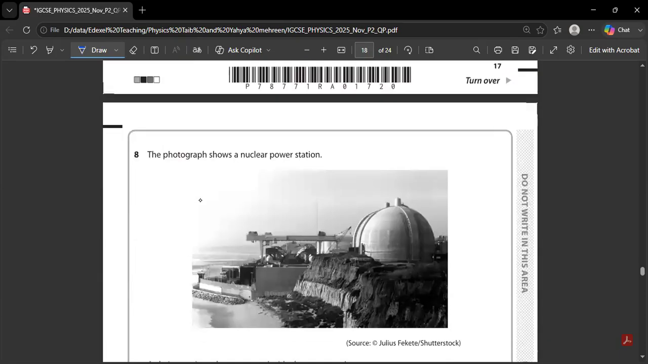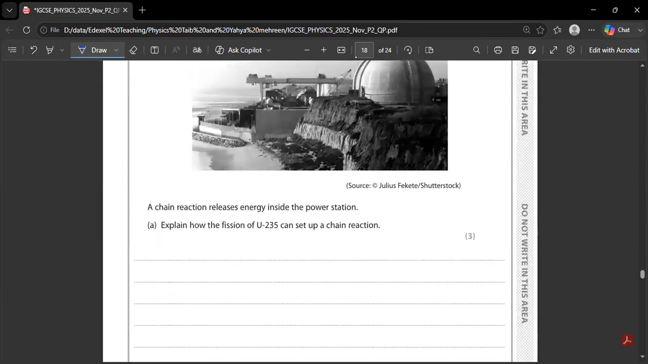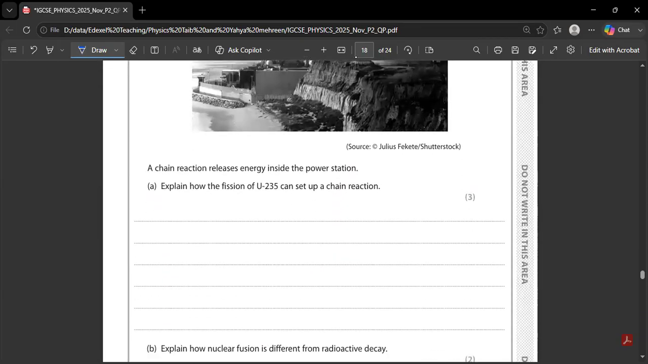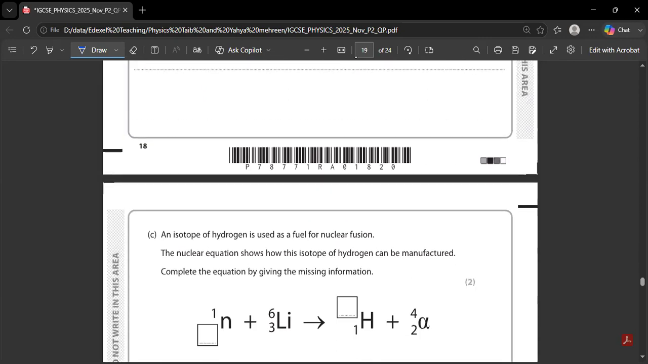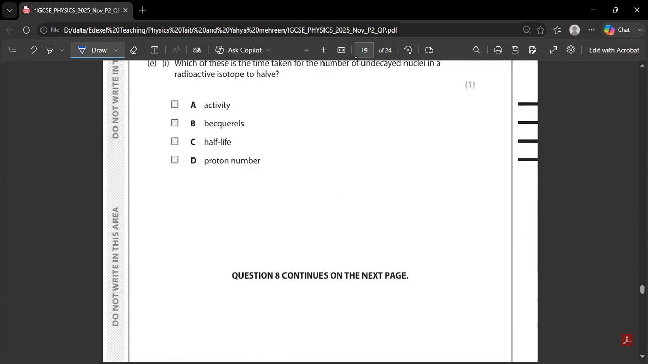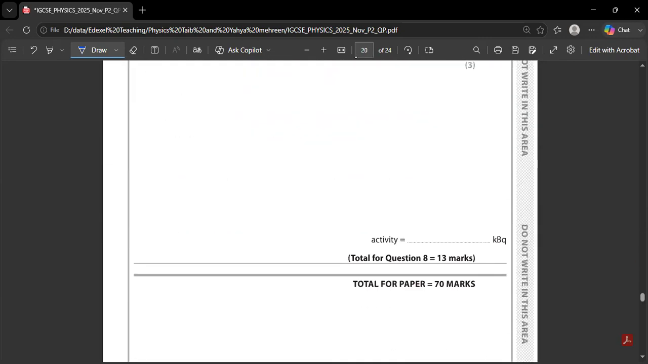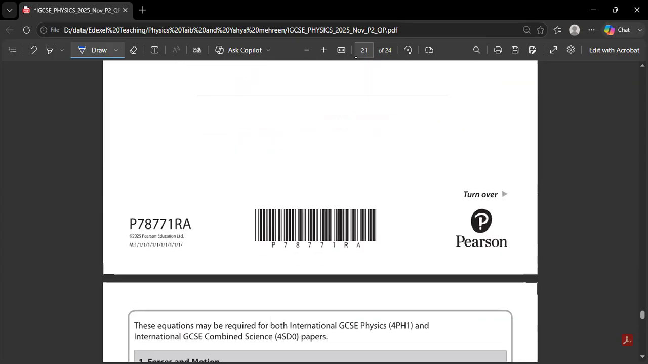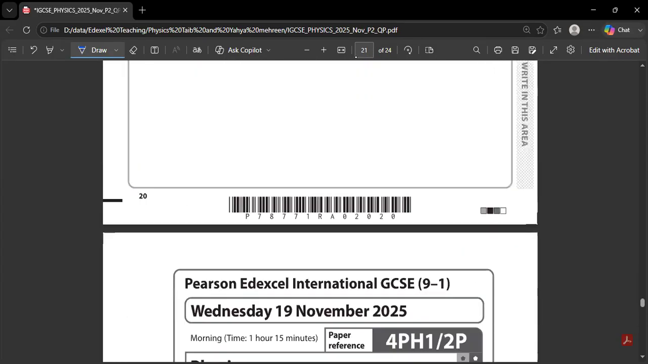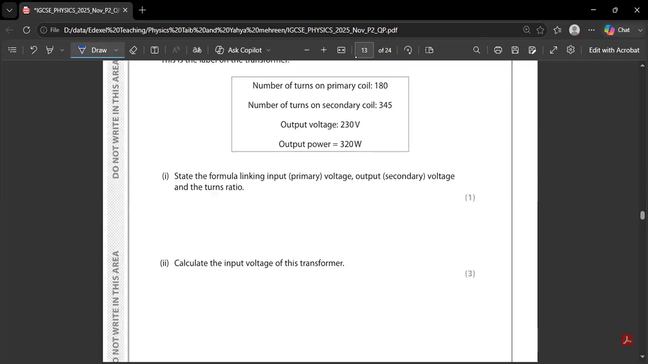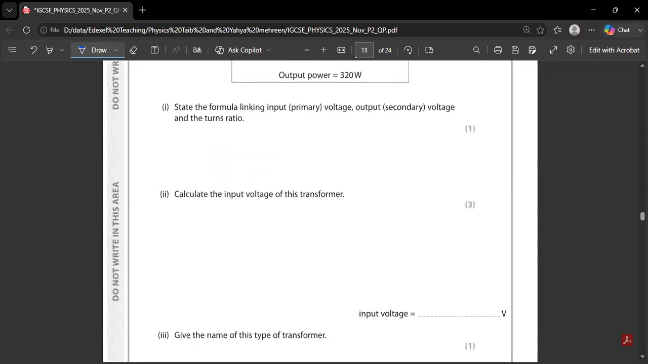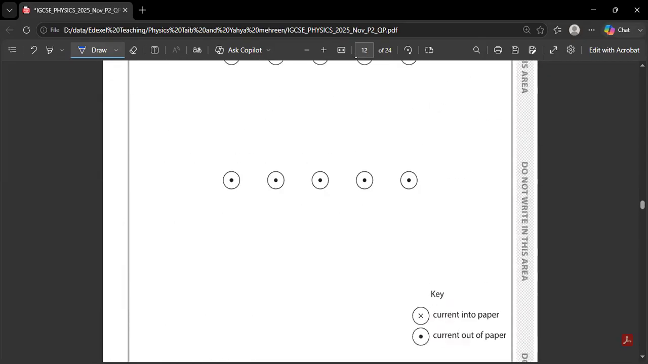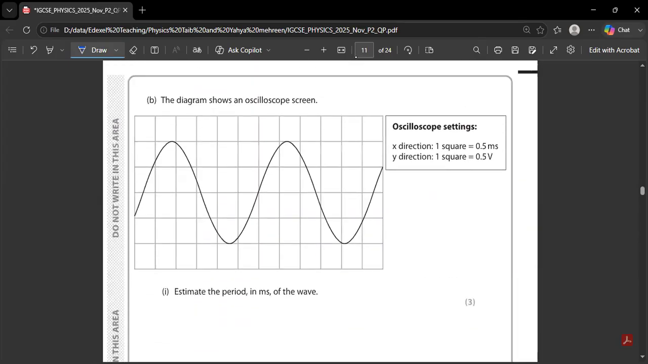Okay. This question is about radioactivity, so it's not included right now. That's all. Whatever the things that are coming in the assessment are done.